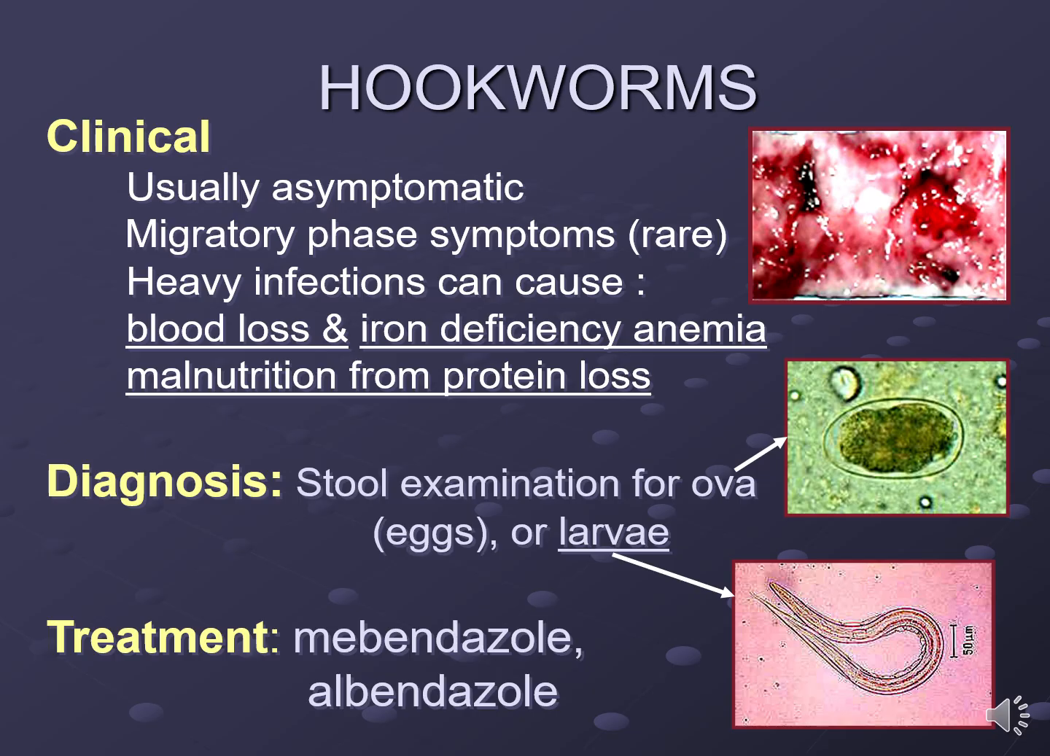Clinically, usually asymptomatic again. The migratory phase is rare. We don't notice Loeffler syndrome with it, no. Heavy infections can cause, as I said, blood loss and iron deficiency anemia. Malnutrition from protein loss as well can occur in children, and most of those children in the underprivileged area may have malnutrition anyway as well.